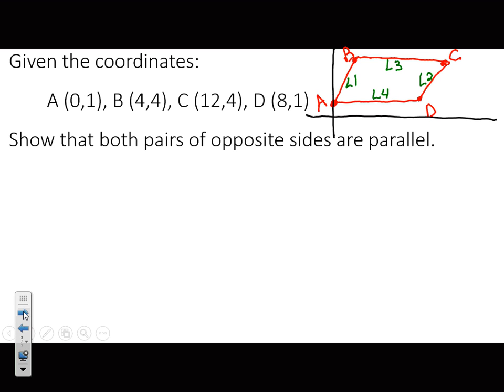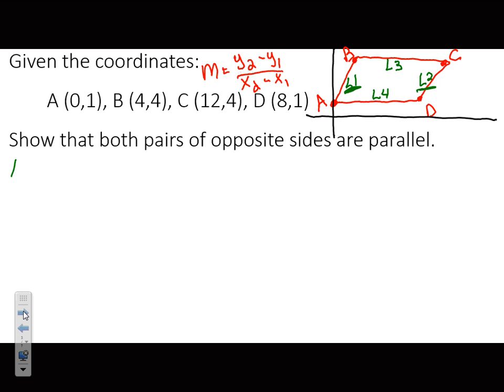Alright, here's our first example. We're given the coordinates A, B, C, and D. I drew out my coordinates a little bit so I could see visually where they're at. Now we have to show that the pairs of opposite sides are parallel. In order to do that, we're going to use the slope formula: m equals y2 minus y1 all over x2 minus x1. So when we do this, we're going to plug it in here. We have to do both sides, so I'm going to use line 1 and line 2 first because they're opposite sides.